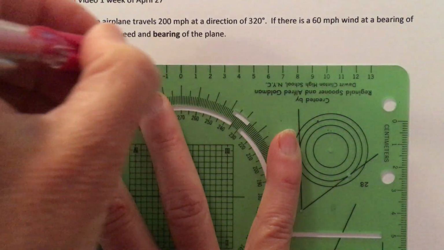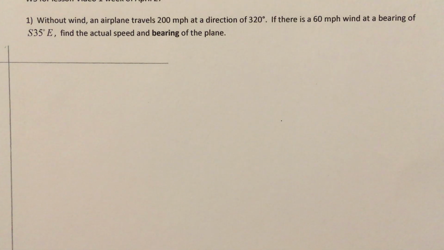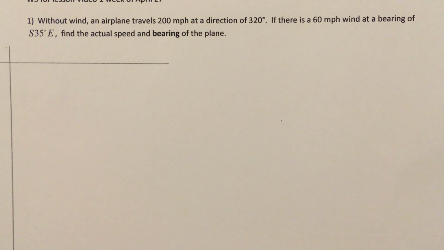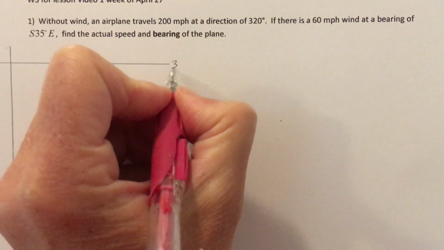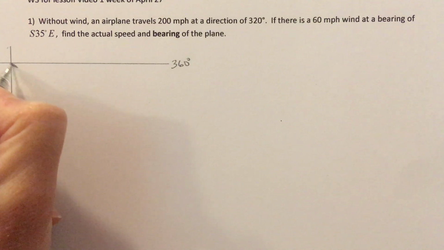This one has a lot of east and a lot of south, so I'm going to draw my axis like that, okay? All right, so it says without wind, an airplane travels 200 miles per hour at a direction of 320. So of course this would be 360. Okay, so 40 degrees less than that would be maybe here-ish.